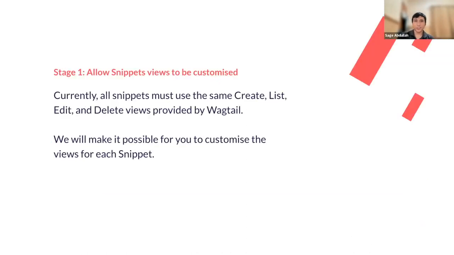So the first stage, before bringing those new features, is that we want to allow you to customize the views for your snippets. Up until now, all snippets must use the exact same create, list, edit, and delete views that are automatically provided by Wagtail. But what if you want to have, for example, some custom logic when managing your snippets? In this stage, you will be able to have custom views in the Wagtail admin for each snippet.